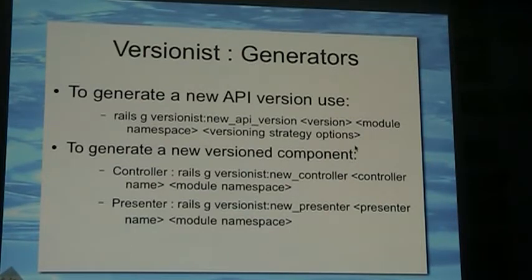And then you can also specifically generate a version component if you just want controllers, if you just want presenters, you can do that. So presenter name, if for example I wanted the book presenter, it's going to be Rails G Versionist new presenter book, like generating a scaffold, and the module namespace, V1, V2, or whatever.